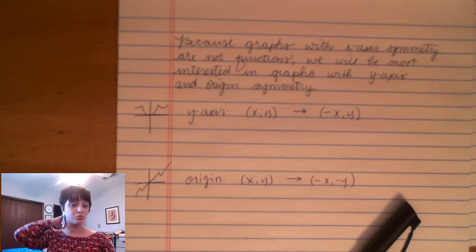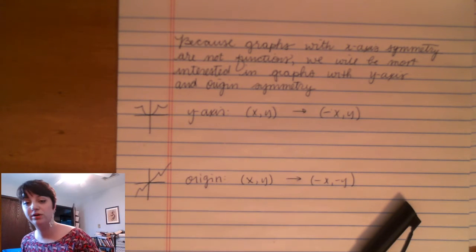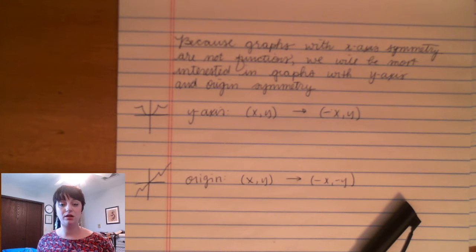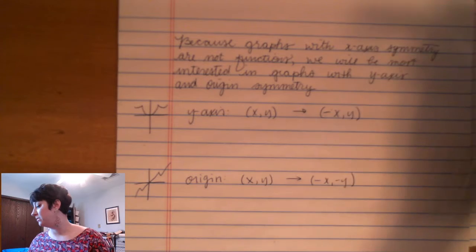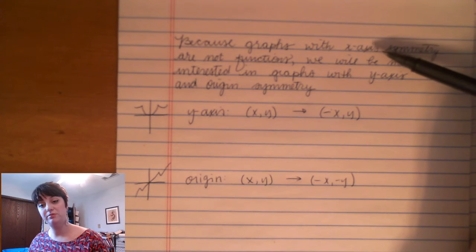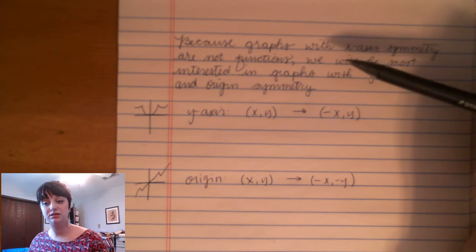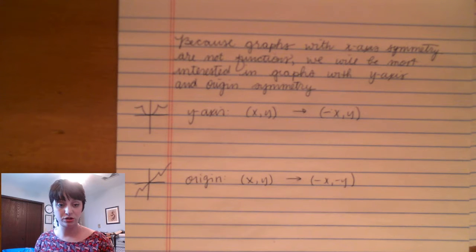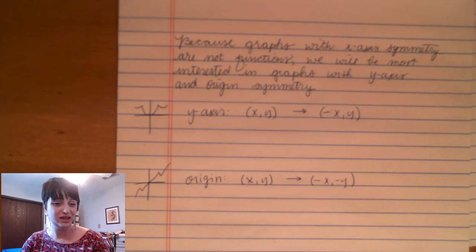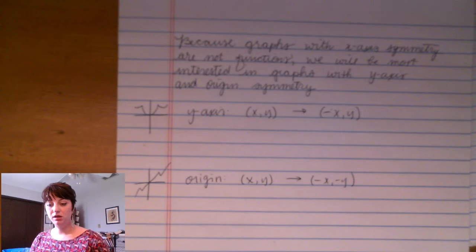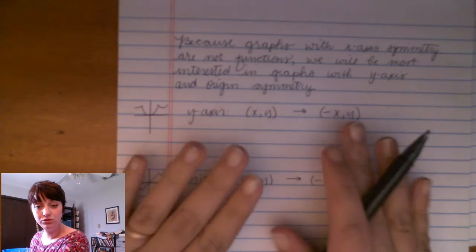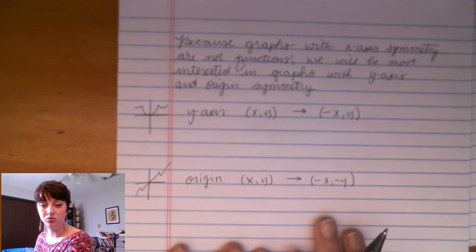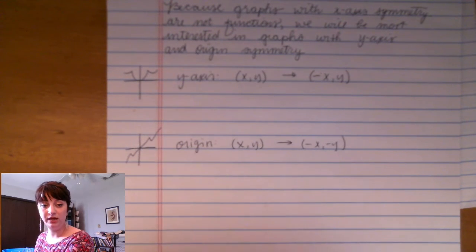Now, in terms of importance, the symmetry that talks about y-axis and origin is much more important. X-axis symmetry, like I mentioned, if you have x-axis symmetry, you're automatically not a function. So we're not really that interested in graphs that have x-axis symmetry because in this class we're interested in functions. So I just rewrote the stuff about y-axis and origin so that we can kind of motivate the even and odd.